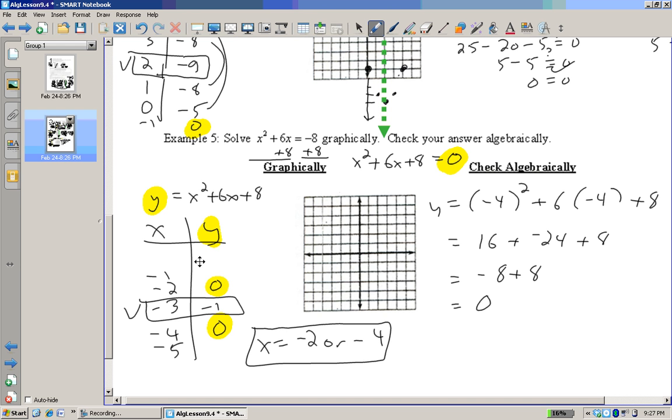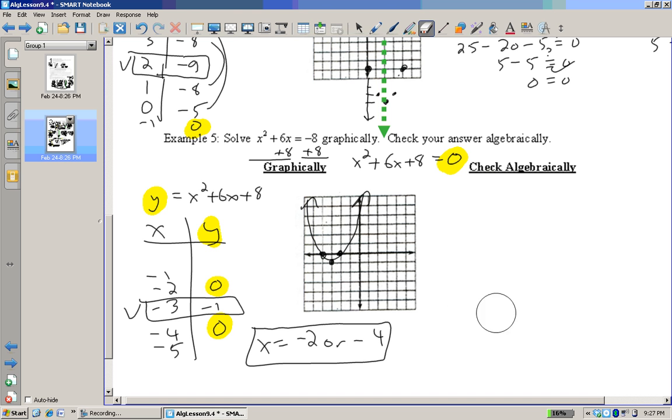And we just need to confirm it by graphing and showing that we did do this graphically. So negative 2, 0, negative 3, negative 1, negative 4, 0. And of course, it's going to give me a U shape. We do want to check this algebraically and just make sure. Use multiple representations, tabular, graphic, and algebraic.